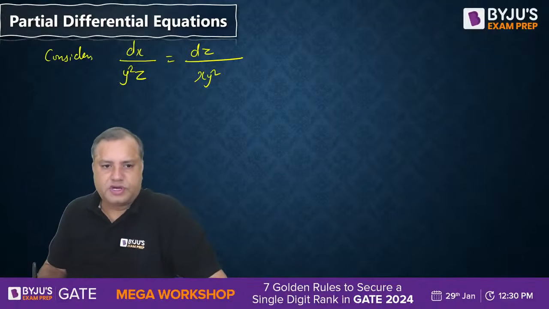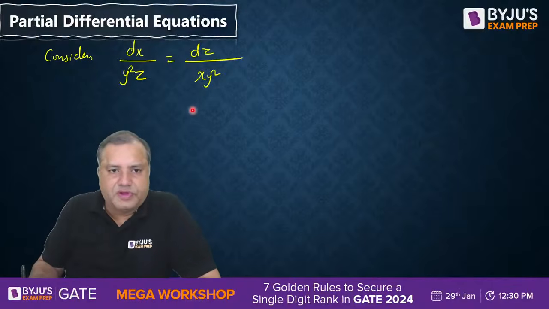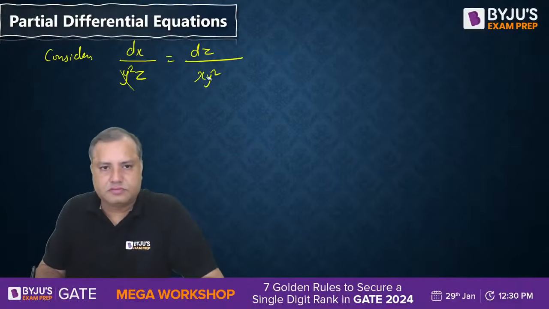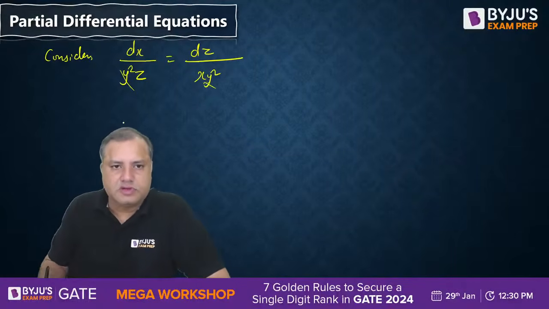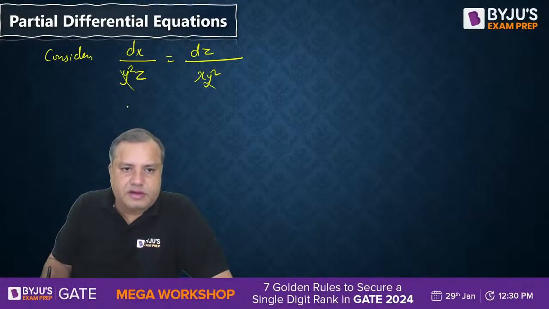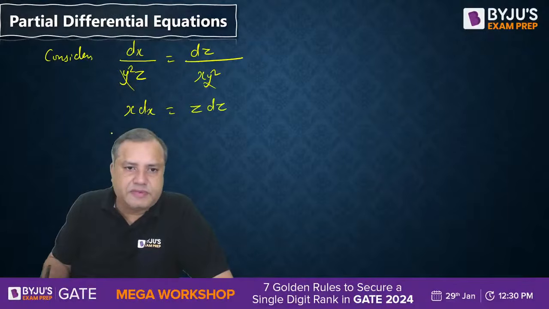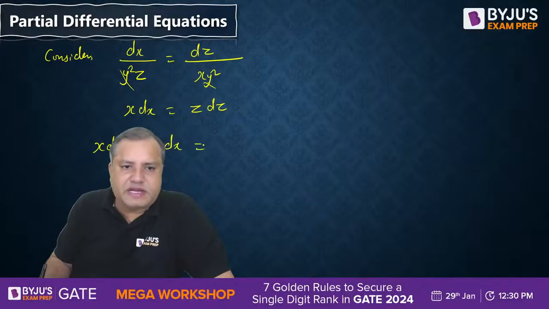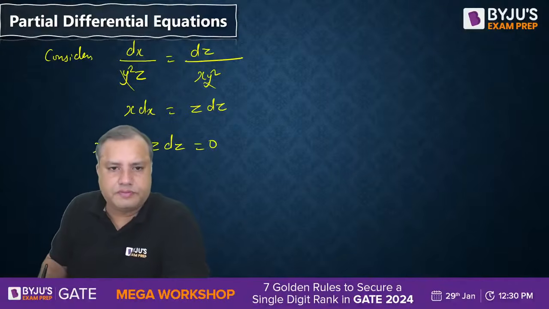So students, shall we see here. What you can do now, you can cancel y square on both sides. So what is remaining? x dx equal to z dz. Bring all the terms on the left hand side. x dx minus z dz equal to 0.